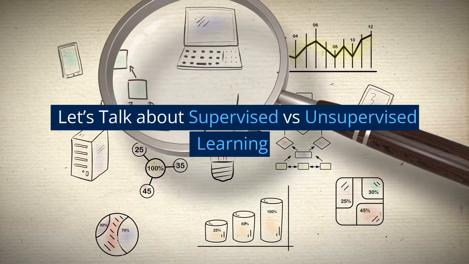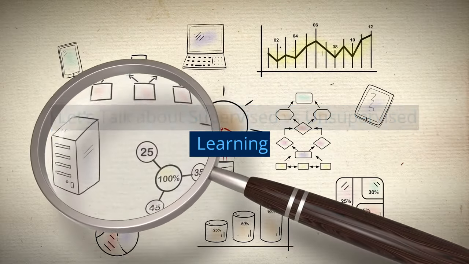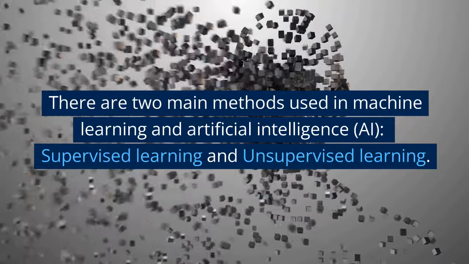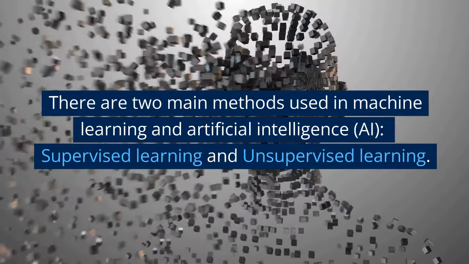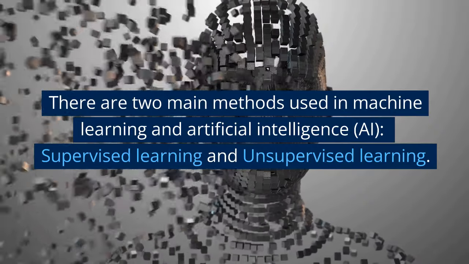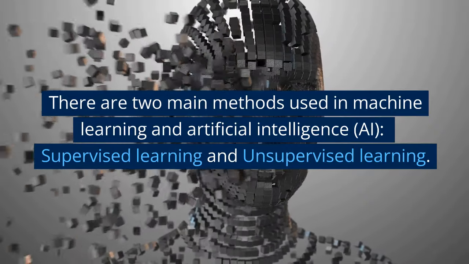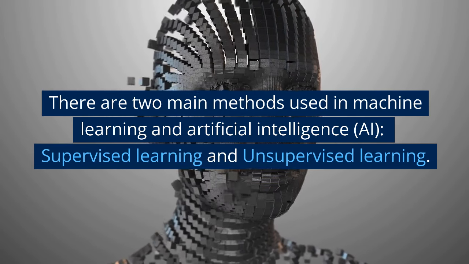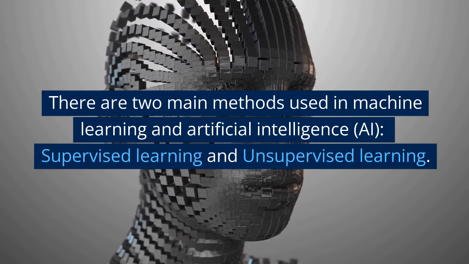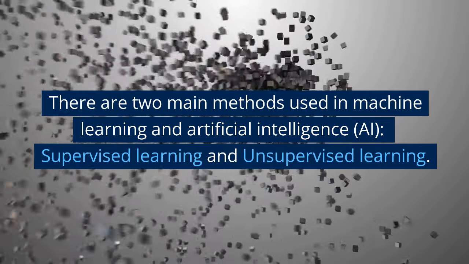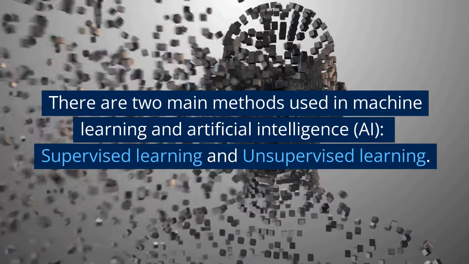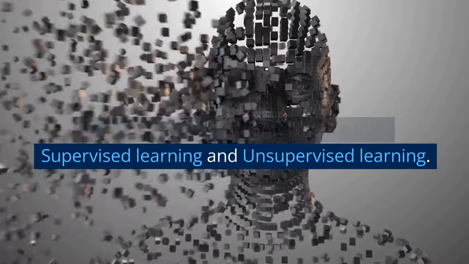In today's video, we'll be talking about supervised and unsupervised learning. There are two main methods used in machine learning and artificial intelligence: supervised learning and unsupervised learning. One employs labeled data to aid in the result prediction, while the other does not. This is the major distinction. The two strategies do differ slightly from one another, and there are some crucial places where one performs better than the other. To help you pick the right course of action for your circumstance, this video will explain those distinctions.